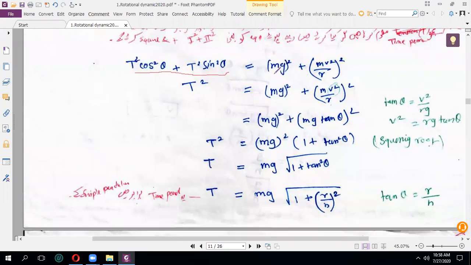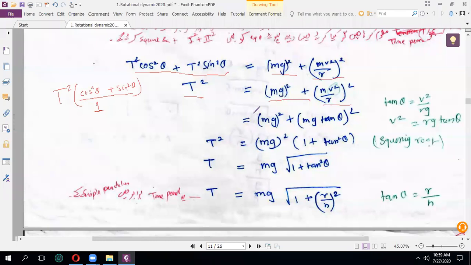Okay, mg square plus mv square upon r. Now T square, we are taking T square common. What are we getting inside? Cos square theta plus sin square theta. We know that sin square theta plus cos square theta is 1. So what are we left with? T square is equal to mg square plus mv square upon r whole square.